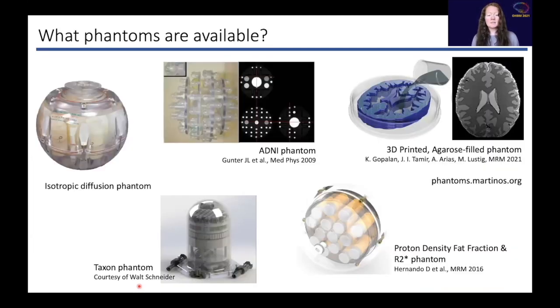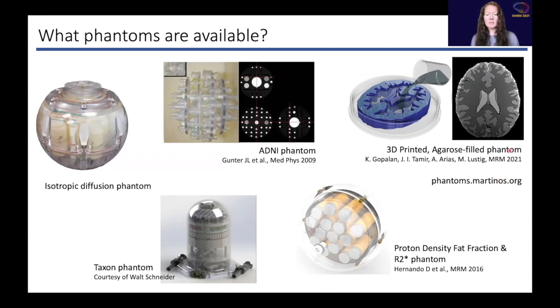There are many different phantoms available now. So the ADNI phantom was one of the first widely used phantoms. Over the last decade, we've seen the isotropic diffusion phantom developed with NIST, RSNA, and NIH. This is a phantom for proton density or fat fraction, but it can also be used for R2 star, which is related to iron content.